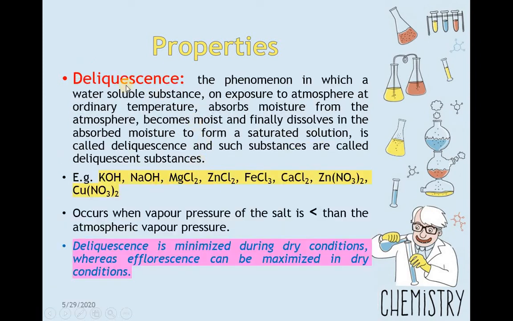Now there is another property, deliquescence. This is the phenomenon in which a water soluble substance on exposure to atmosphere at ordinary temperature absorbs moisture from the atmosphere, becomes moist, finally dissolves in the absorbed moisture to form a saturated solution, is called deliquescence. And the substances are called deliquescent. Examples are potassium hydroxide, sodium hydroxide, magnesium chloride, zinc chloride, FeCl3 that is ferric chloride, calcium chloride, zinc nitrate, copper nitrate. This occurs when vapor pressure of the salt is less than the atmospheric vapor pressure.